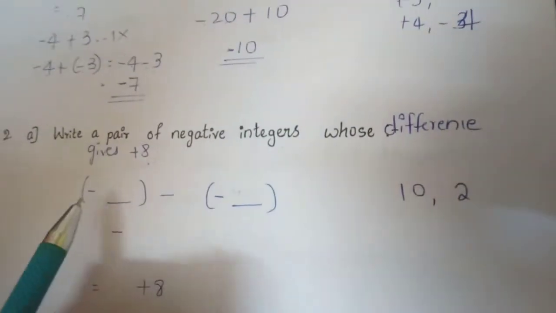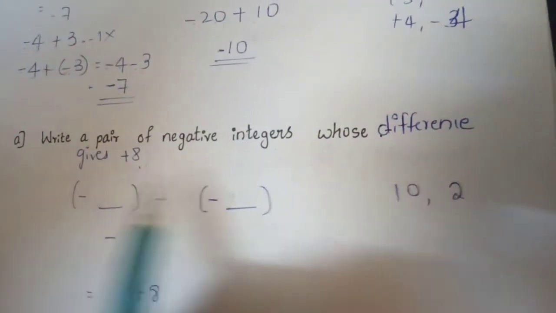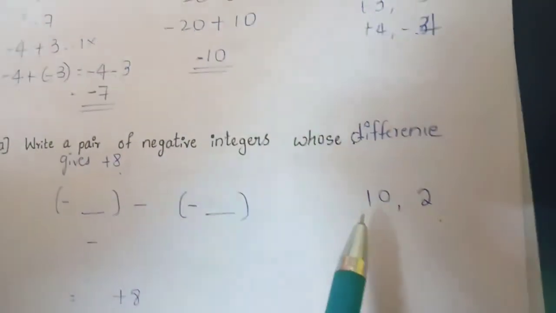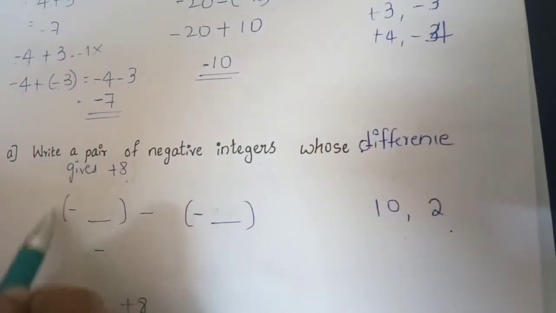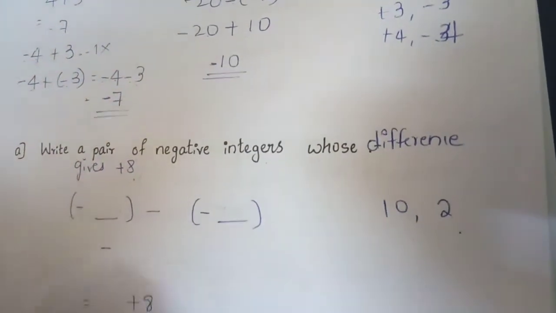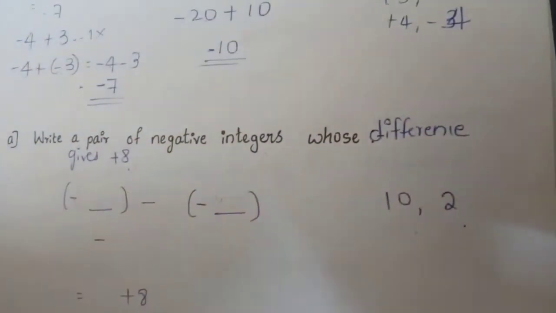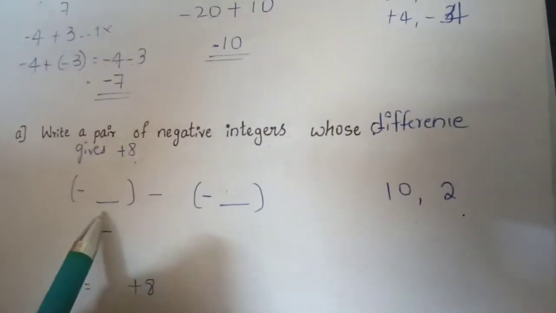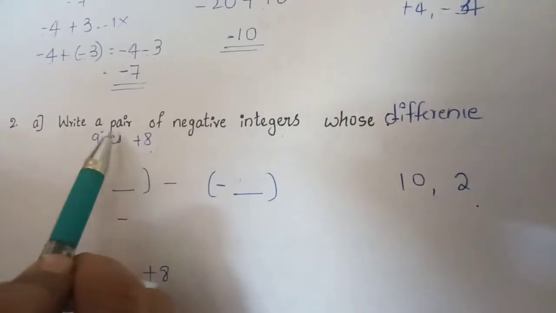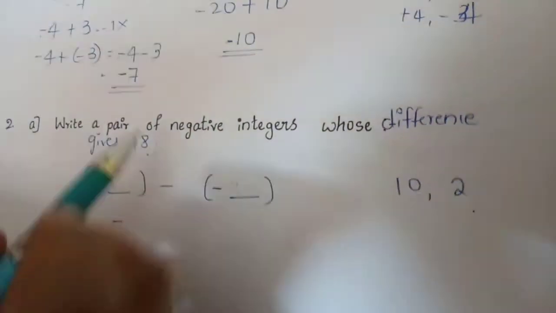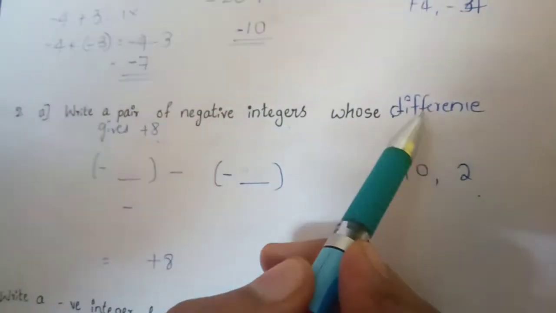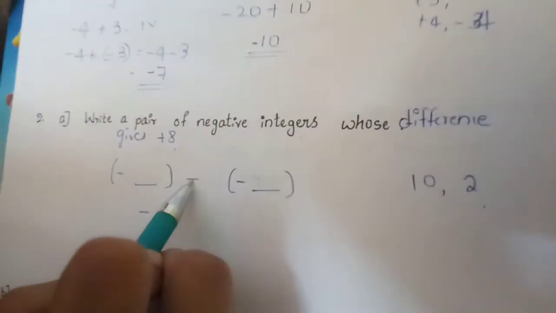Okay. So, let's take 10 and 2 as the integers. Now, I have put a bracket and a negative sign here. You also can do this. It's very easy. You can understand this easily if you put it like this. How do I put this? They have given: write a pair of negative integers. So, a negative integer, a negative integer. They have said to find the difference. So, I put a minus here.